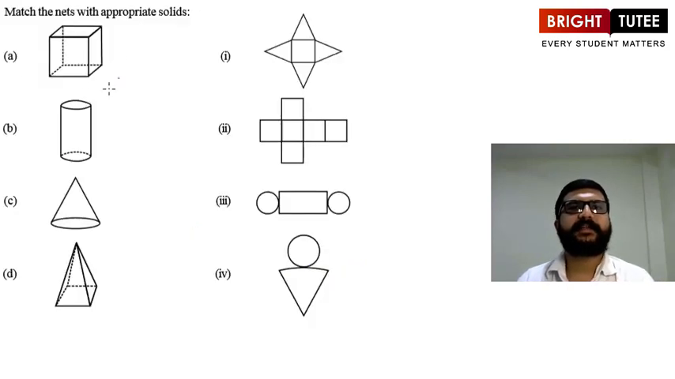Now here is the last question of this session. The question here is, match the nets with appropriate solids. The first one is a cube, and we know the net for a cube is this one. Here we can try to cut this out and fold it. We will get a cube only.